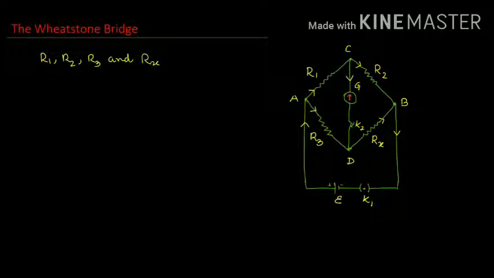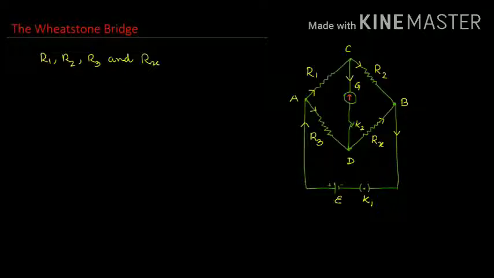R1, R2 and R3 are known resistances and Rx is the unknown resistance. From the relation between R1, R2, R3, Rx can be determined. In the circuit, a cell of EMF E is connected between two diagonally opposite points A and B. A galvanometer G is connected between two diagonally opposite points C and D. K1 and K2 are the keys.